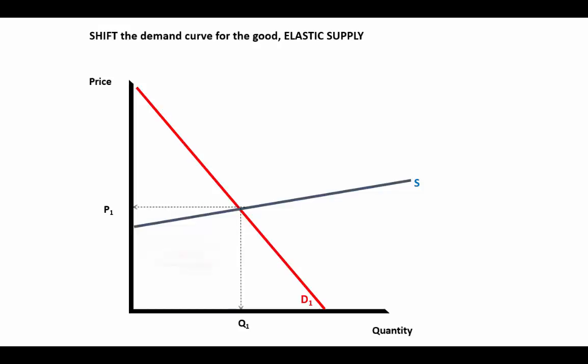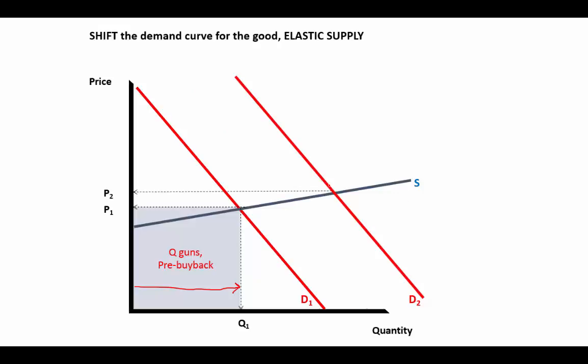Okay, we can analyze this. So here's the pre-buyback situation. We have a price and quantity of guns, and the gun quantity here is really just the horizontal dimension of this. Okay, so there's the quantity of guns on the streets before the buyback. What does the buyback do? It's an increase in demand. So we're going to shift the demand curve out here to D2. But with supply being highly elastic, what we see is that the price isn't going to go up very much, but the quantity is going to go up substantially.